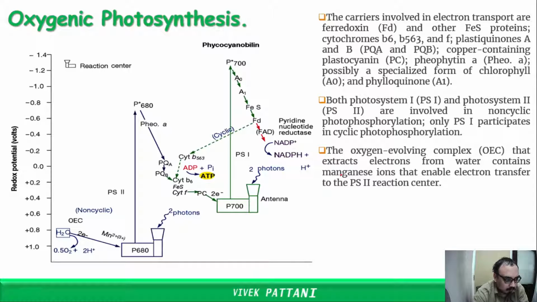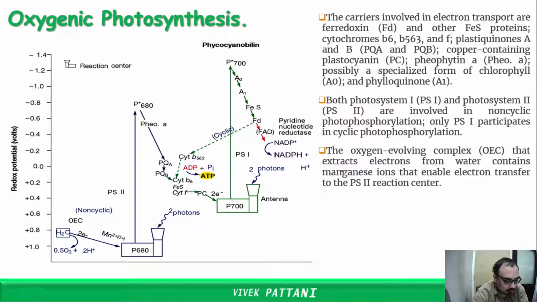Of which one absorbs wavelength at about 680 and another at 700. These are the two different wavelengths which are used by the photosystems. So how the process starts and what is the importance? This produces oxygen, whereas anoxygenic photosynthesis does not produce oxygen.